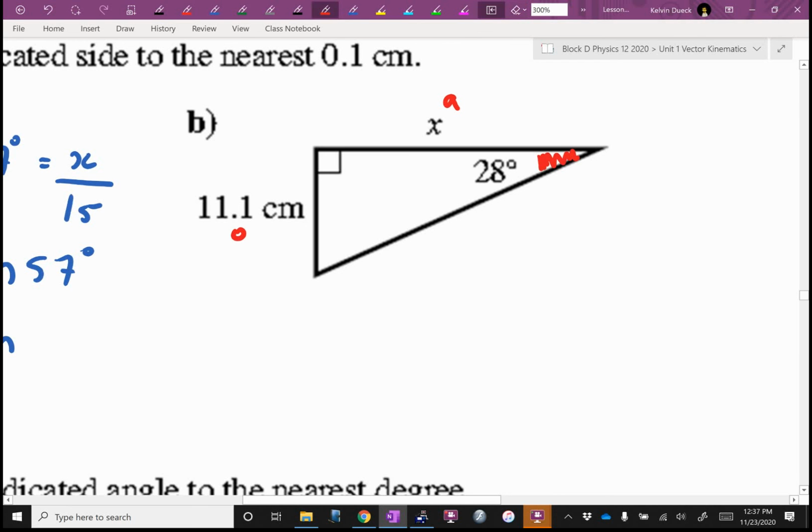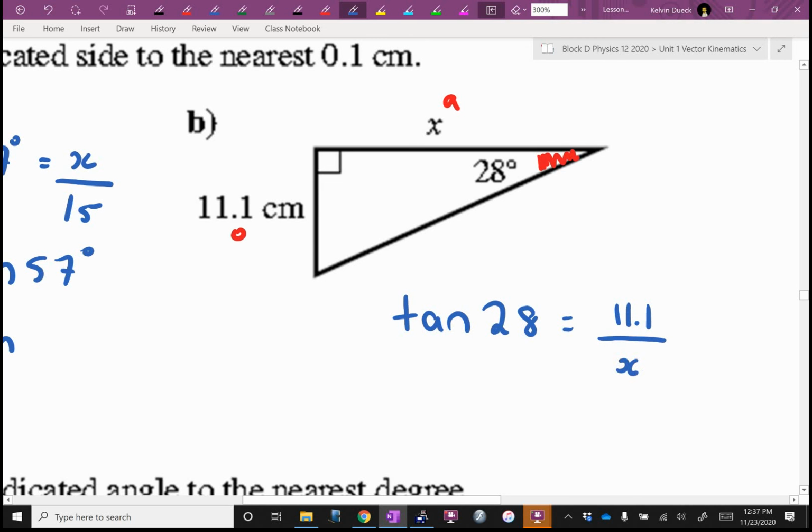Which trig function? What always goes next to the trig function? What's the angle this time? And that's going to equal opposite over adjacent.